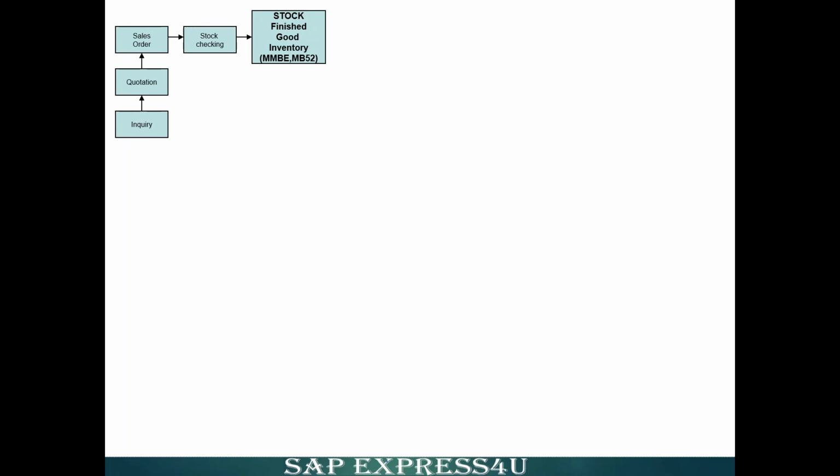MB52, you will be getting a list of materials. In MMBE, you will get a single material's details. Okay, so let's say we are going to check the stock. Now the question comes: is the stock available to us, or is it not available to us?